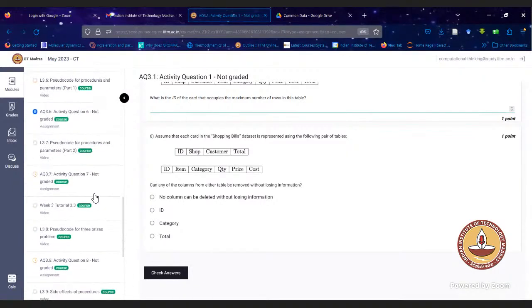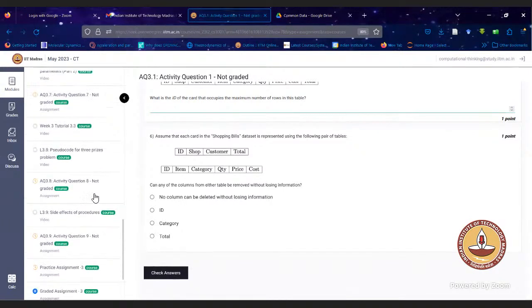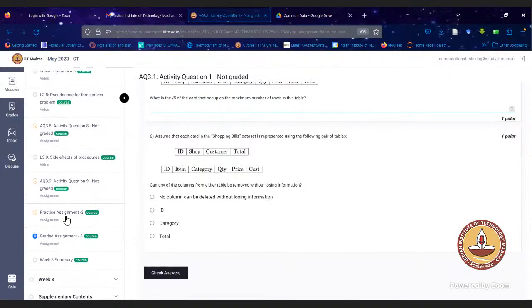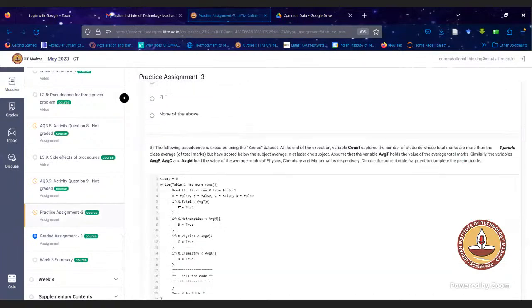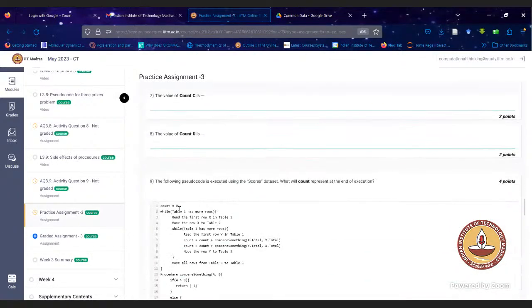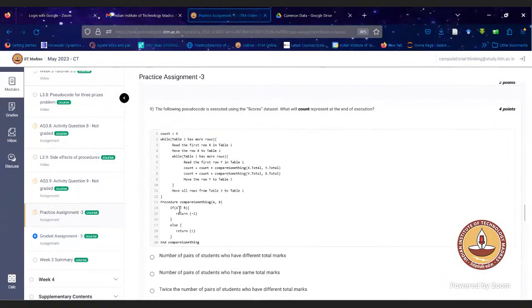Hello? There's a question for practice in the week 3 practice assignment, question number 9. The solution is there, sir, but I cannot understand this whole thing. The following pseudo code is executed using the scores dataset. What will count represent at the end of the execution? This is the question, right?